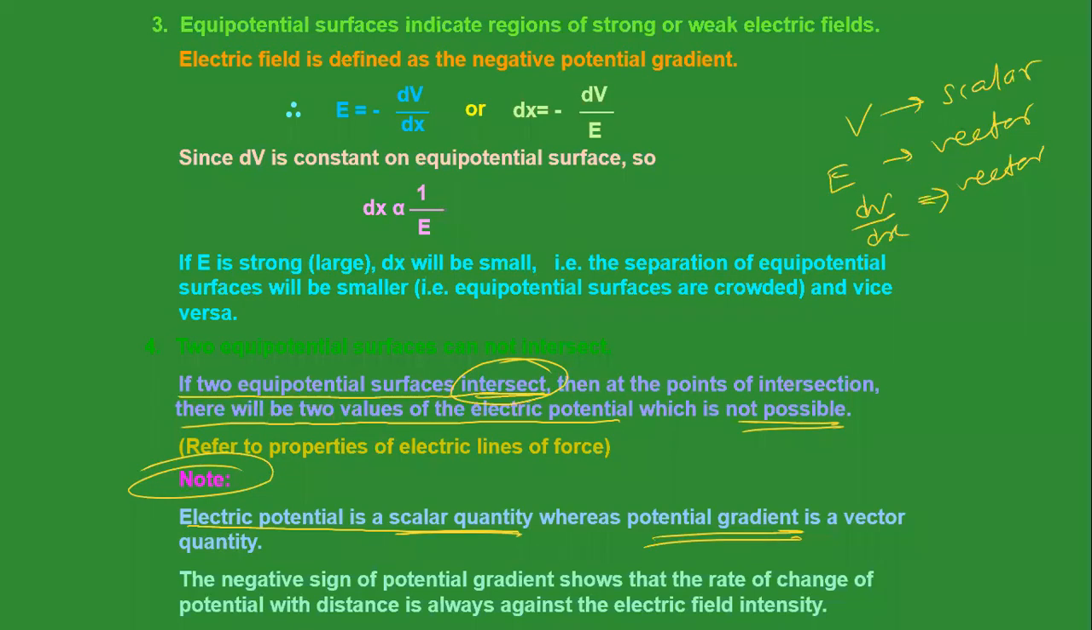And this negative sign, you know that E is equal to minus dV by dx. The negative sign of the potential gradient shows that the rate of change of potential with distance is always against the electric intensity. So this rate of change of potential with distance is against the electric intensity. And because of that, we write a negative sign here.